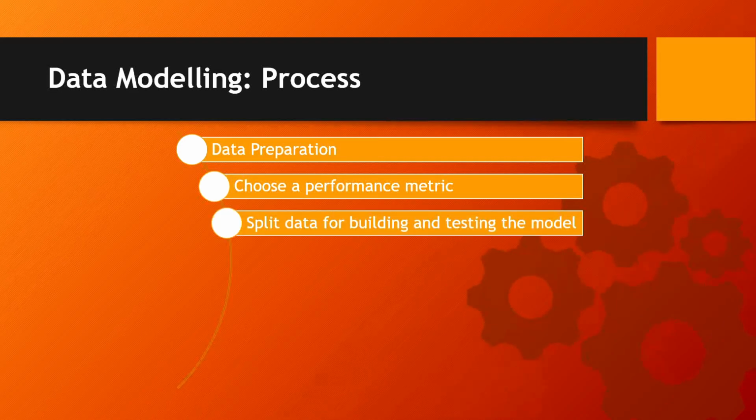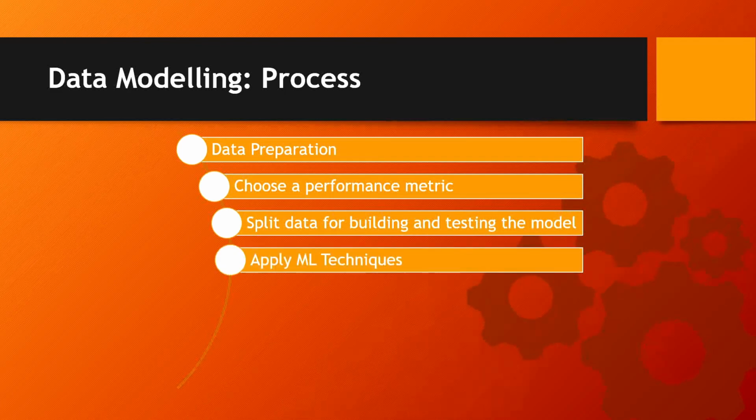Then you have to split the data into two parts. The first part will be used in building the model, and the second part will be used for testing the model. So since you are building some model, you need to test it on something, right? To understand how good it is doing, right? So that is why in this step you need to split the data into building or training the model, as we call it, and testing the model.